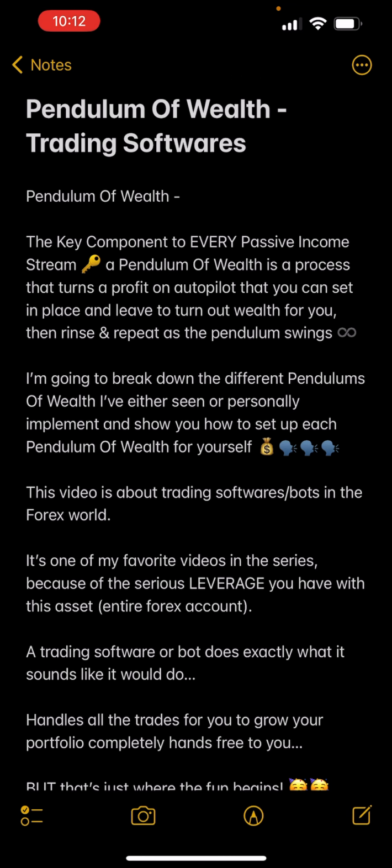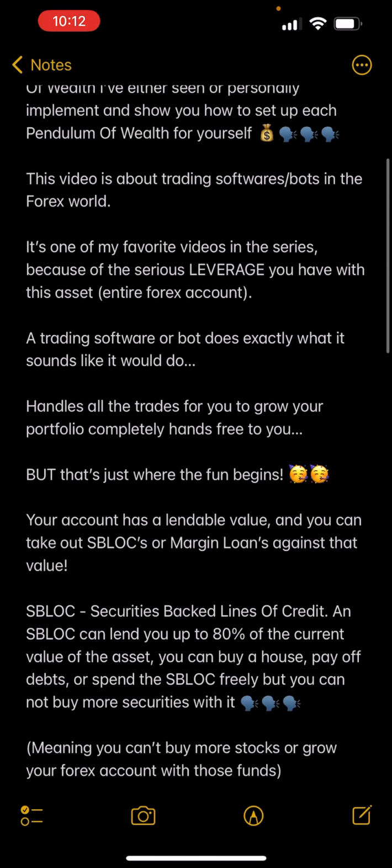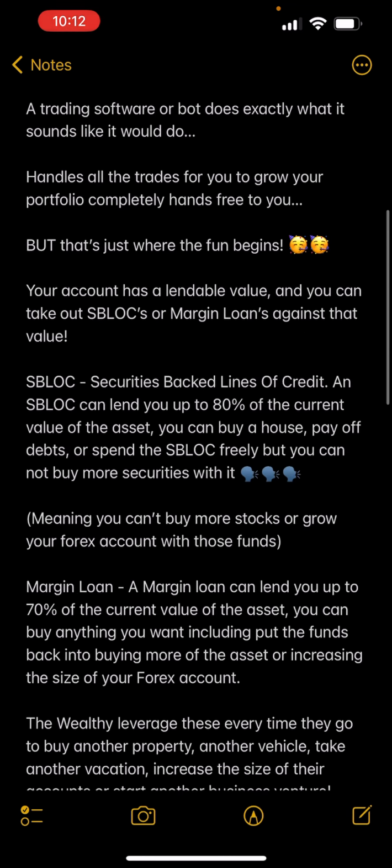A trading software or bot does exactly what it sounds like it would do. It handles all the trades for you to grow your portfolio completely hands-free while you enjoy your life. Go on vacation, go work out, go eat some great food, sit down and work on other business ventures, spend time with your family. It doesn't matter. It's doing the heavy lifting for you, but that's just where the fun begins.